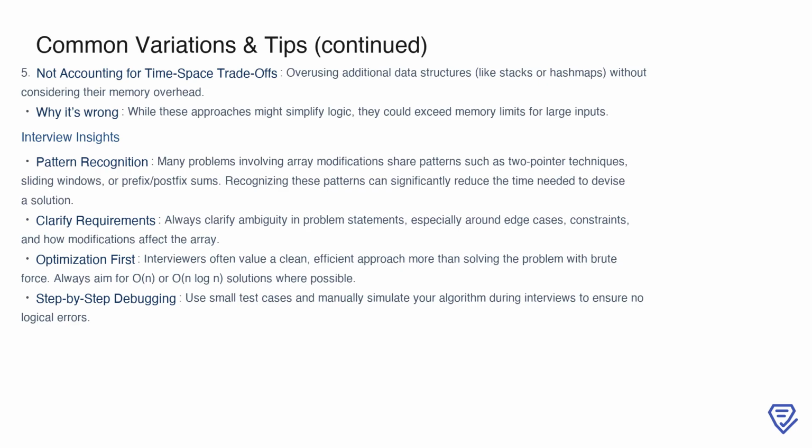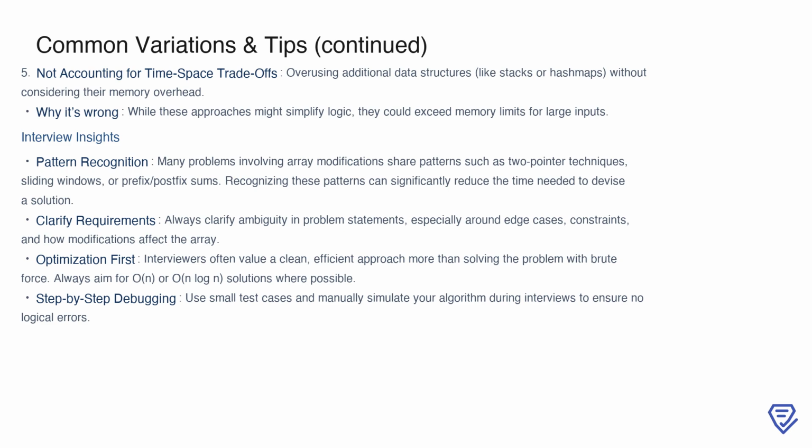Additionally, it's important to consider time-space trade-offs when solving this problem. For example, overusing auxiliary data structures like stacks or hash maps may seem convenient but could lead to exceeding memory limits for large inputs. While these structures can simplify logic, their memory overhead must be accounted for. On the bright side, recognizing patterns in array modification problems can make a big difference. Techniques like two-pointer strategies, sliding windows, or prefix and postfix sums frequently appear in similar challenges. Spotting these patterns can significantly reduce the time spent devising a solution.